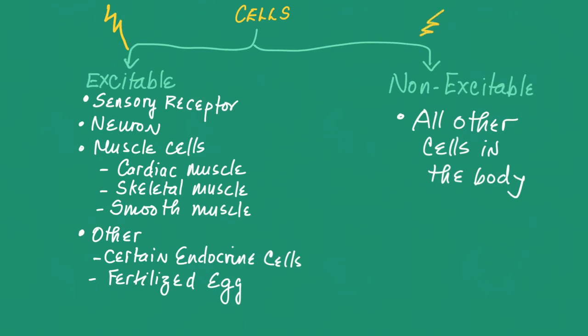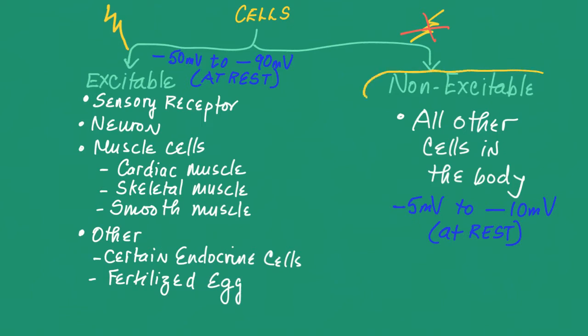In order for a cell to be electrically excitable, it has to have a voltage that is very low. So a voltage from minus 50 millivolts to minus 90 millivolts at rest is very common for electrically excitable cells, whereas a non-excitable cell will have a voltage from minus 5 to minus 10 millivolts at rest, which is rather high and therefore not excitable.